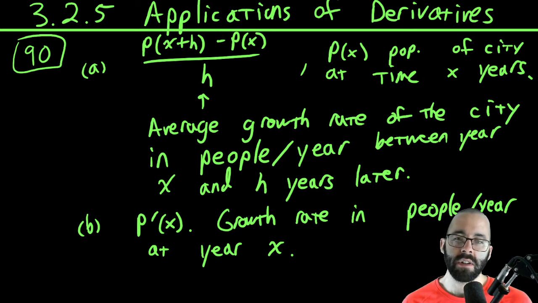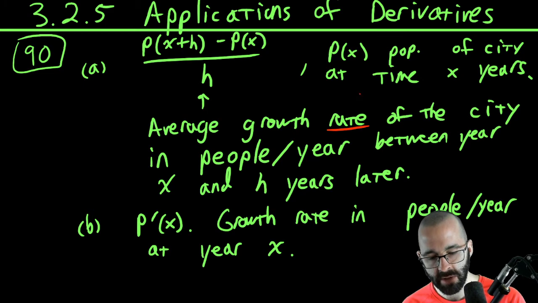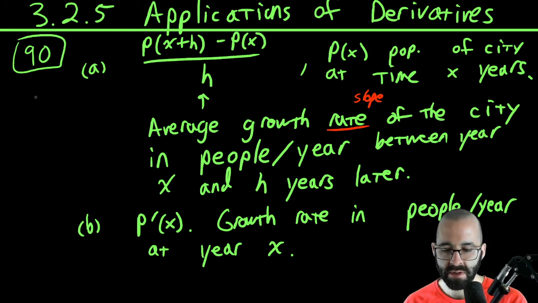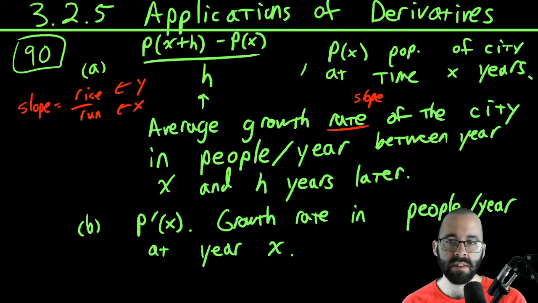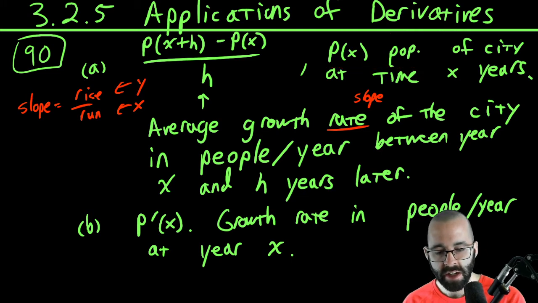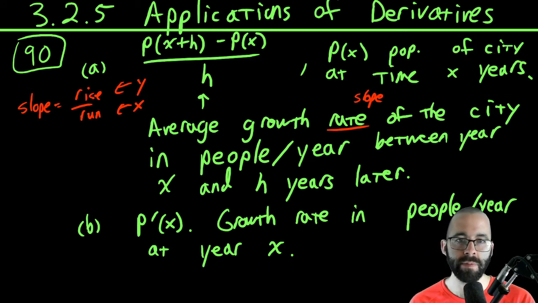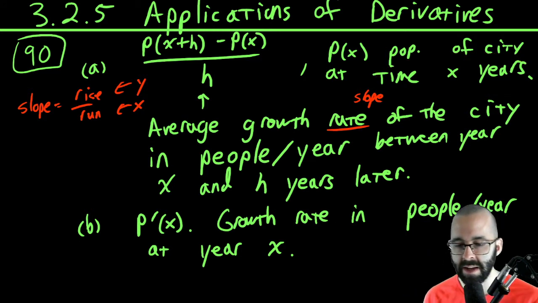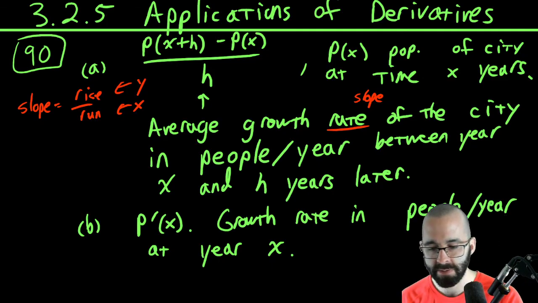And again, if you're stuck looking at units for slope, rate of change is slope. Slope is rise over run. That's y over x. So the units of our slope is always going to be the units of our y value, people, divided by the units of our x value, years. So for this one, that's how you know it's people per year. And you can do the same thing with all of the ones around here, 91, 92. That's kind of the idea for these ones.